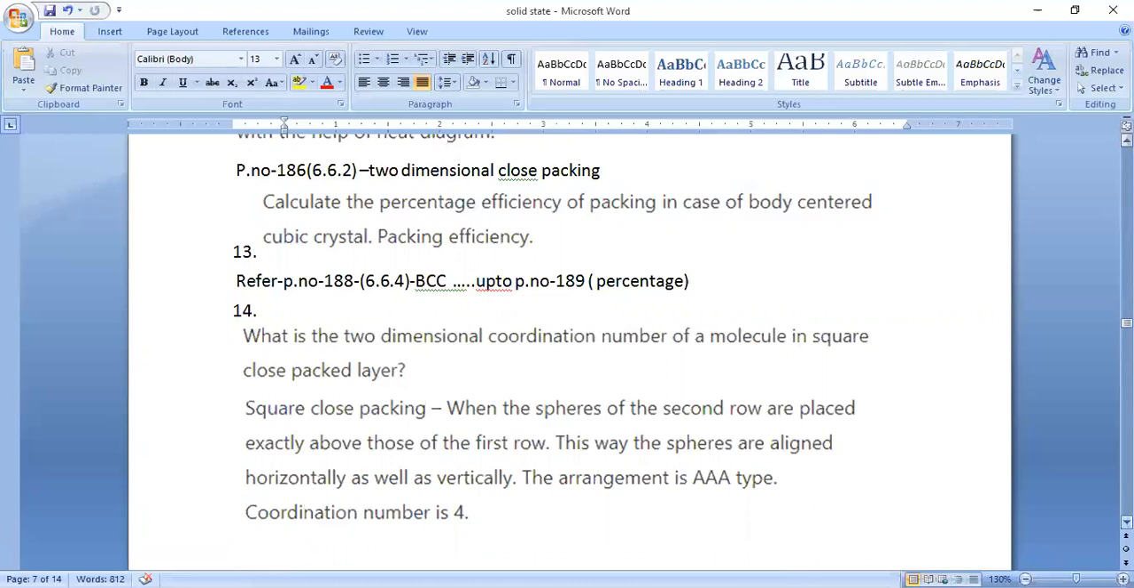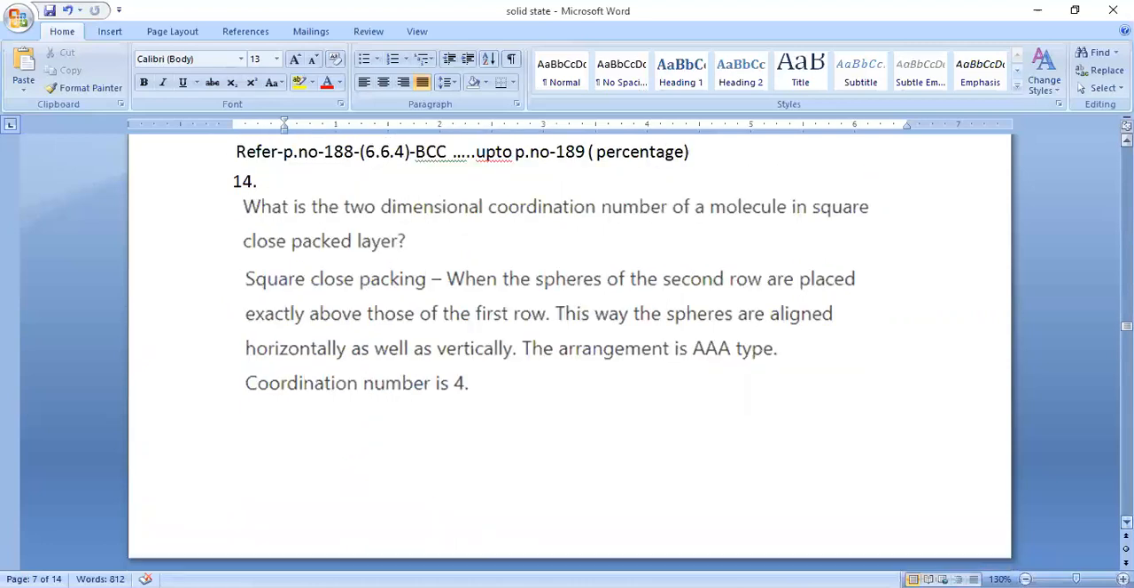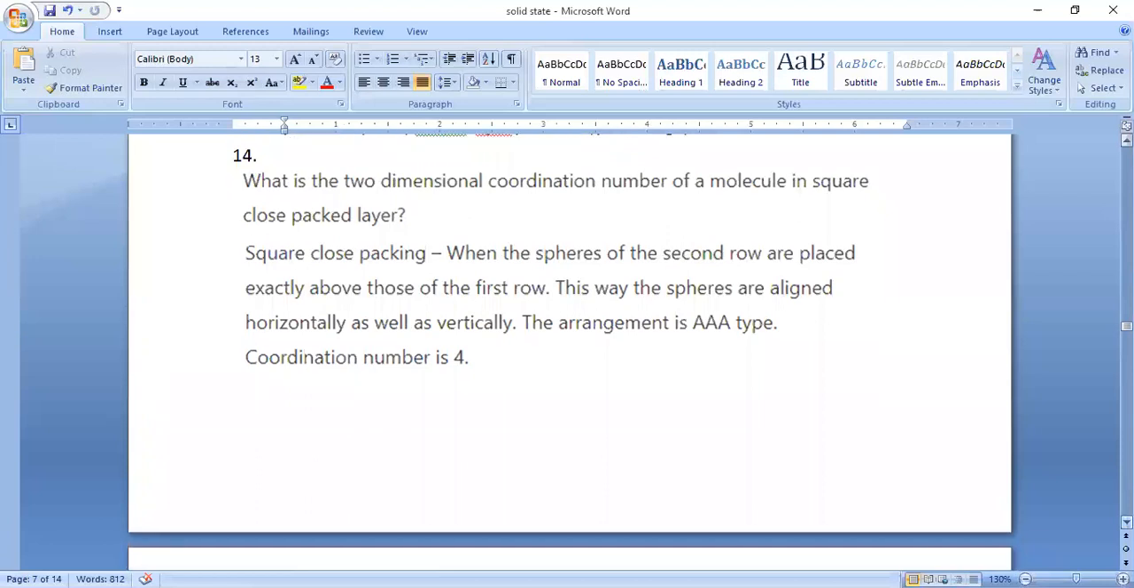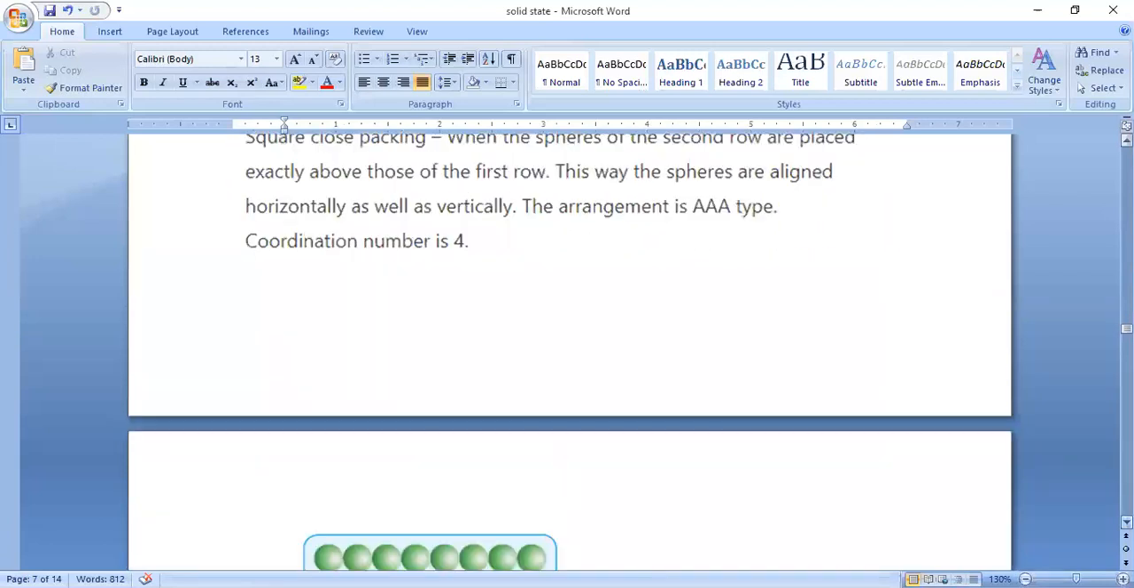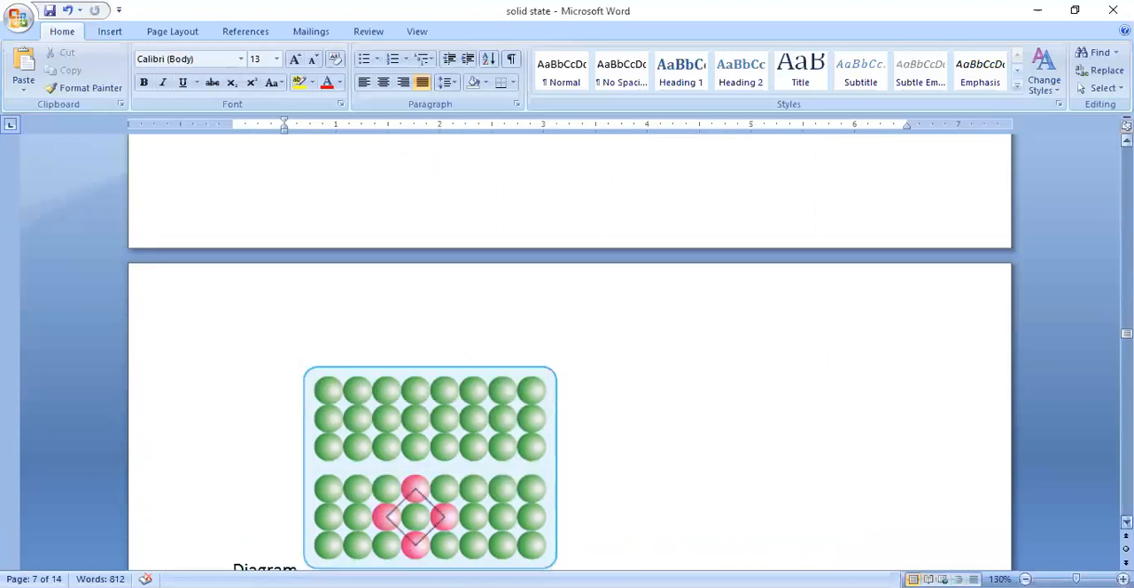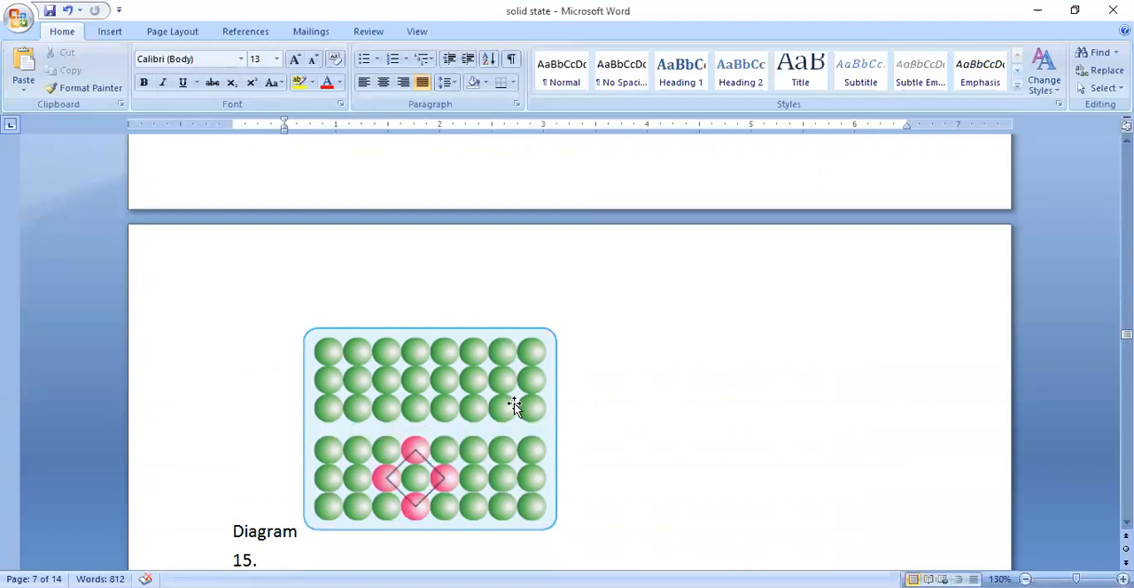When the spheres of the second row are placed exactly above the first, these spheres are arranged horizontally as well as vertically. See the diagram now, how they are arranging. The first layer is arranged, and the second layer is arranged above the first layer. Likewise, it's arranged in the horizontal layer and in the vertical layer. This type of arrangement we call AAA type. The coordination number for this type of arrangement is 4. This is the diagram of the square packing.